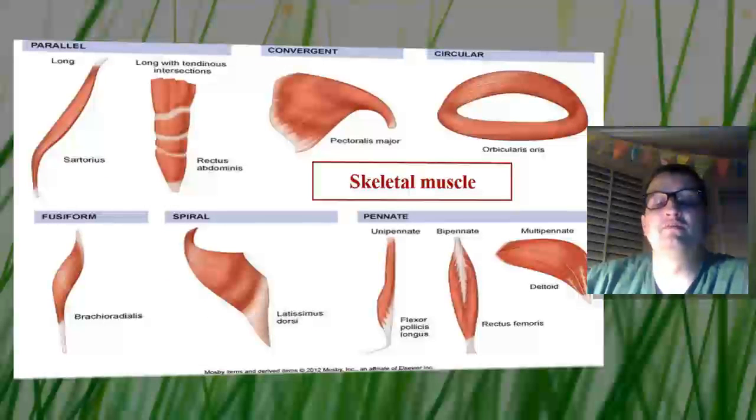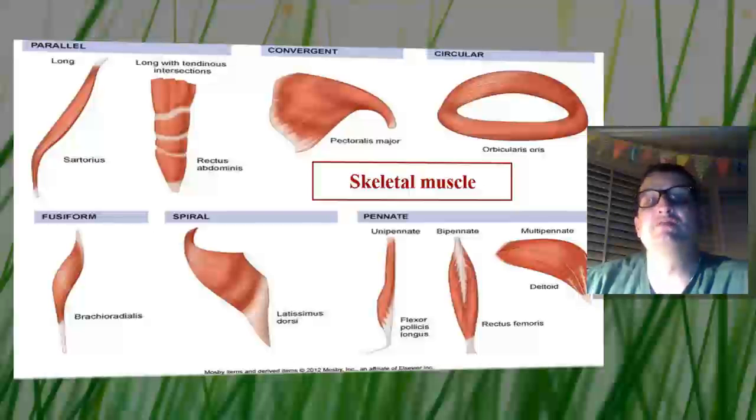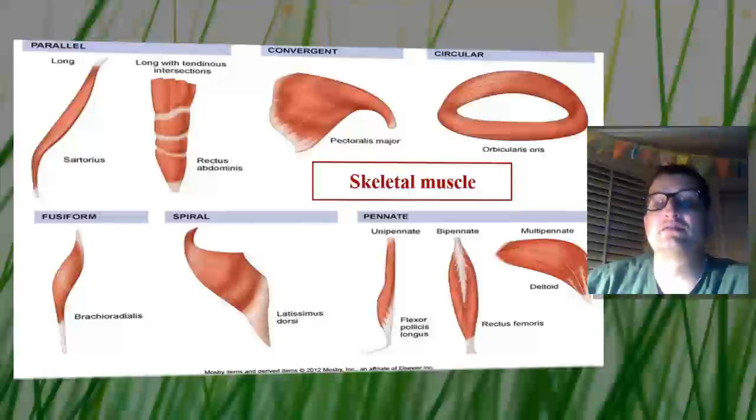Skeletal muscle has many different configurations. There's parallel muscles, convergent muscles, circular muscles, fusiform, spiral, and pinnate muscles. And these are all examples of these different types.